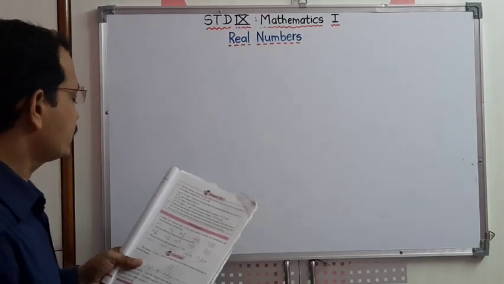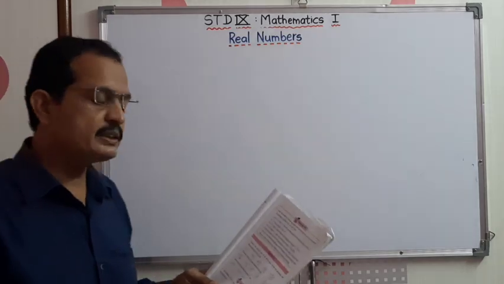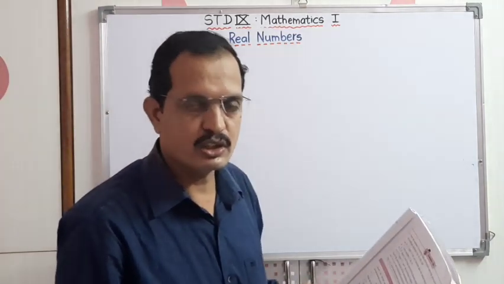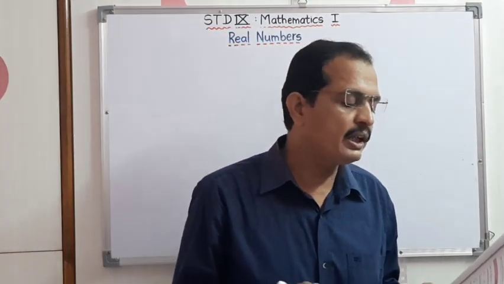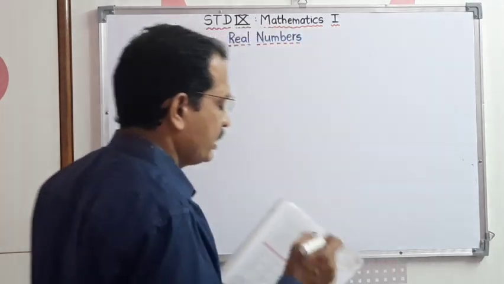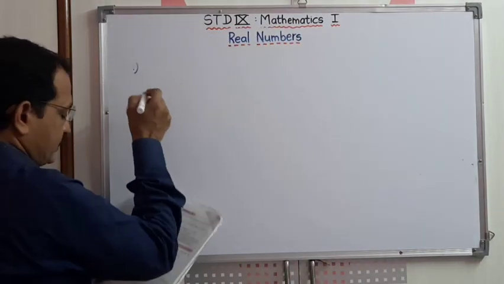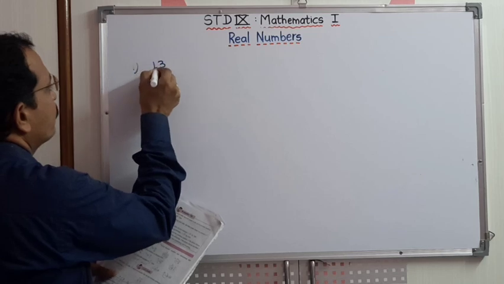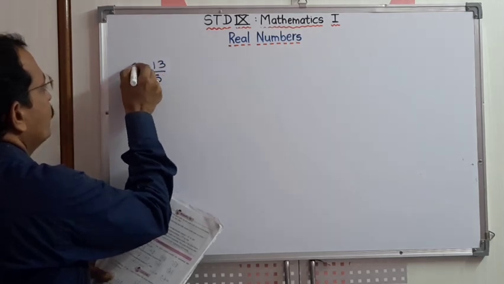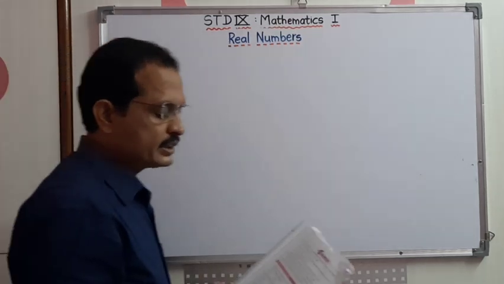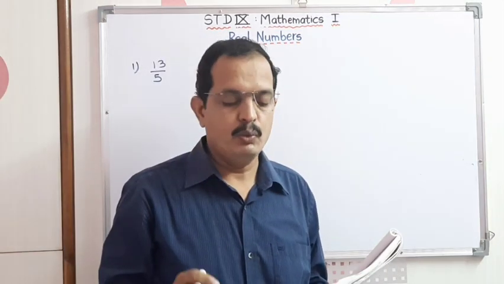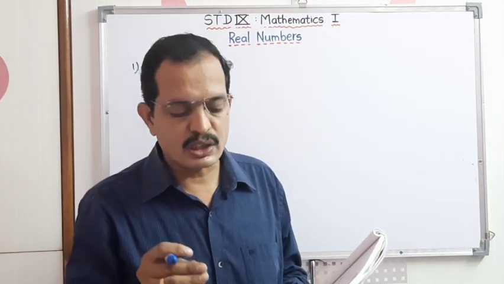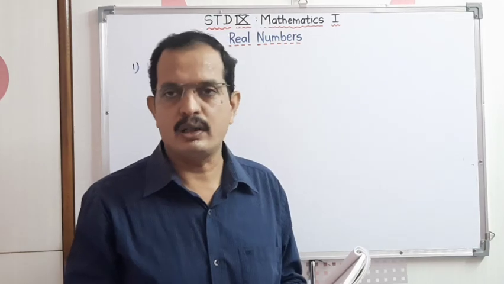Now see the first sum. Classify the decimal form of a given rational number into terminating and non-terminating recurring type. First one is 13 upon 5. Now for this number, the decimal form of a rational number, we have to decide whether it is terminating or non-terminating.